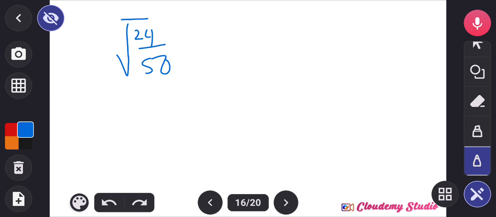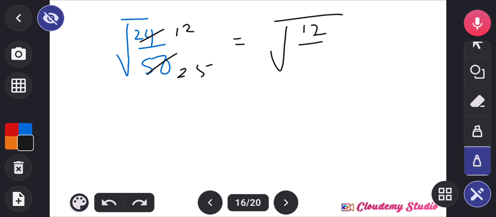So this question is quite easy. We can first divide them. 2 here, 12; 2 here, 25. I'll be left with what? We'll be left with root of 12 over 25. Now we can simplify it.